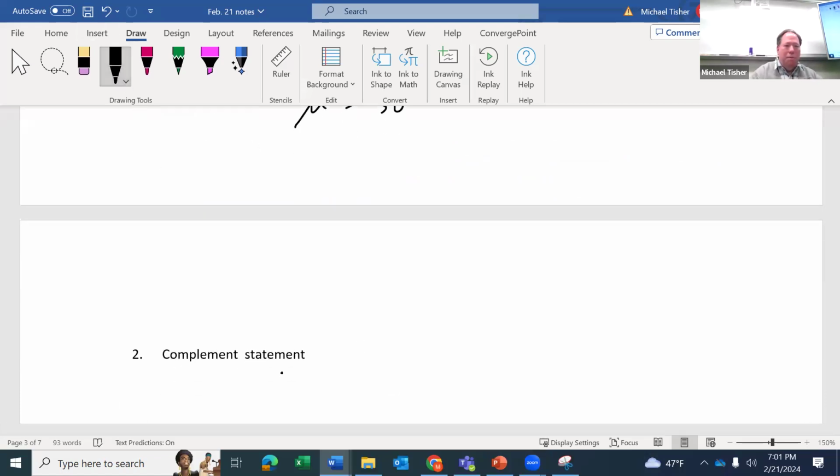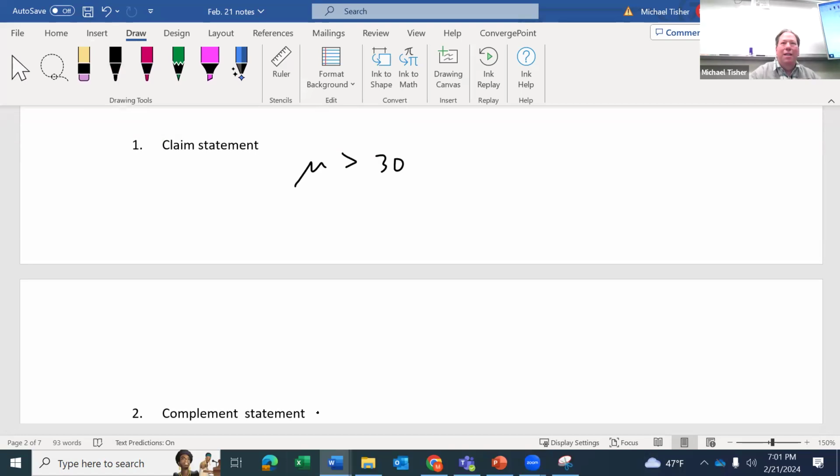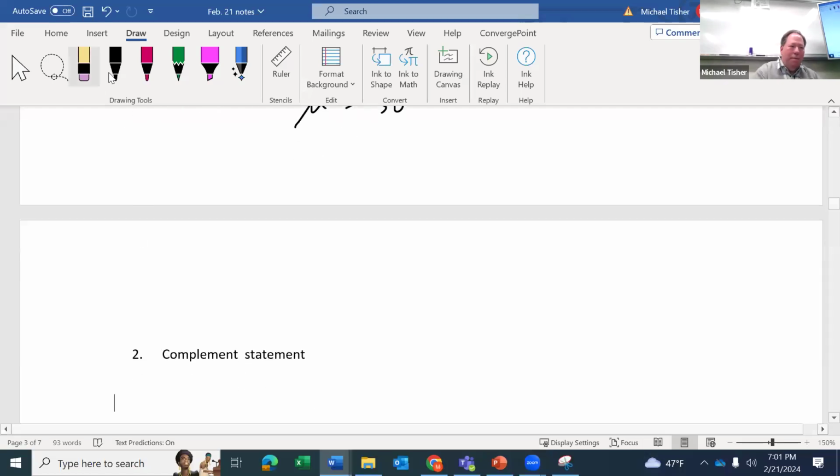Okay, now the complement statement will be which thing? Yes, okay, so again, complement is exactly the opposite. So if you don't wait more than 30 minutes, how much are you waiting? You're waiting 30 minutes or less, okay? So mu less than or equal to 30.